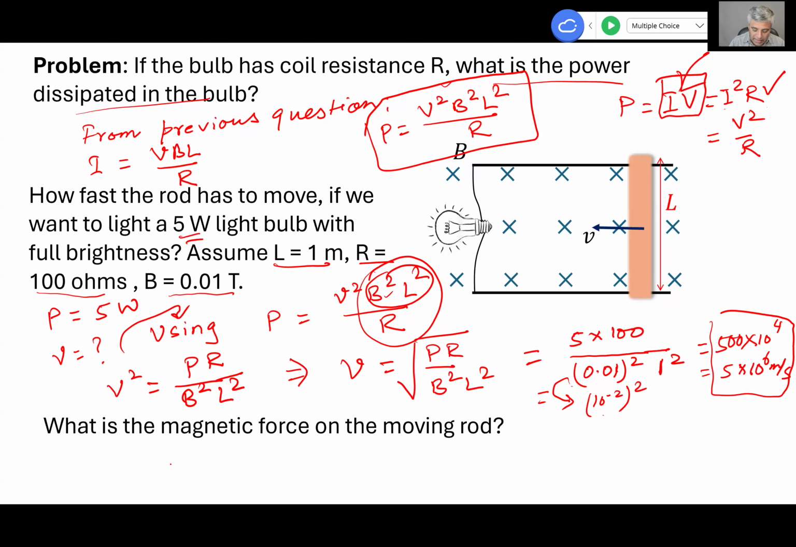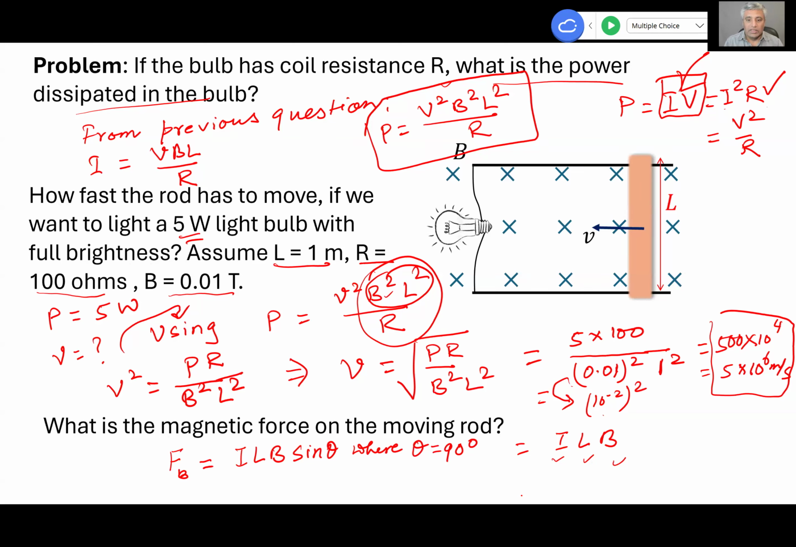So we learned that magnetic force due to a magnetic field in a wire is, let's see, what was that equation? I L B sine theta, where theta is 90 degrees in this case. So that means it is just I L B, and we know I, we know L, we know B, which means we can calculate the force. Okay.